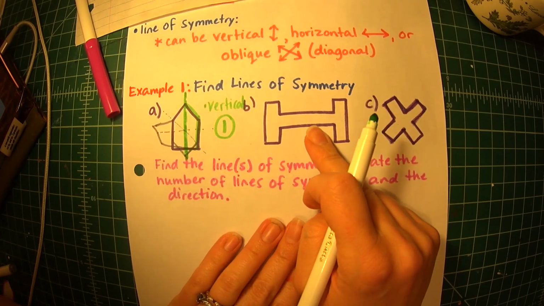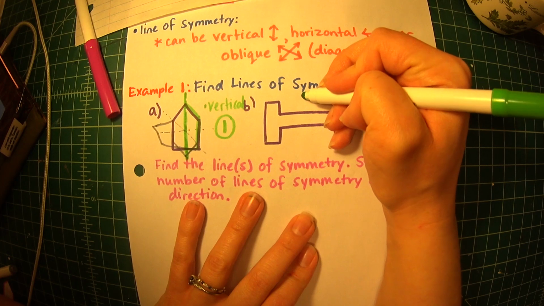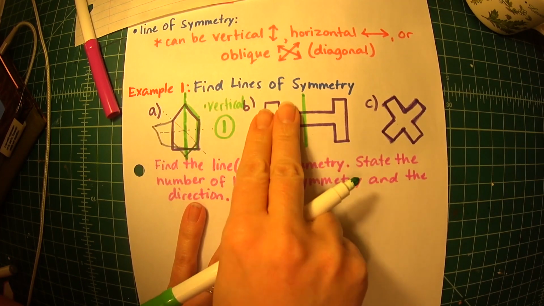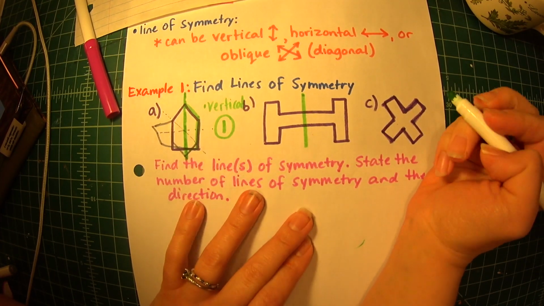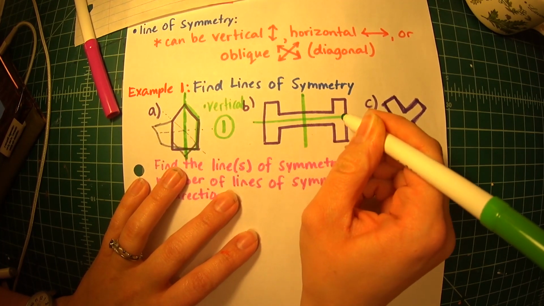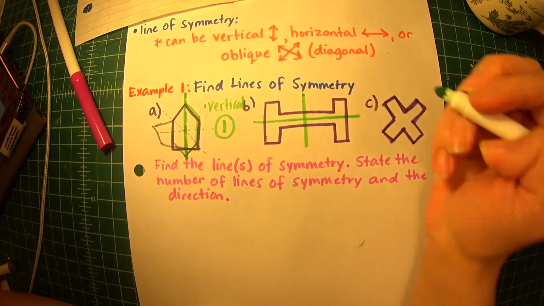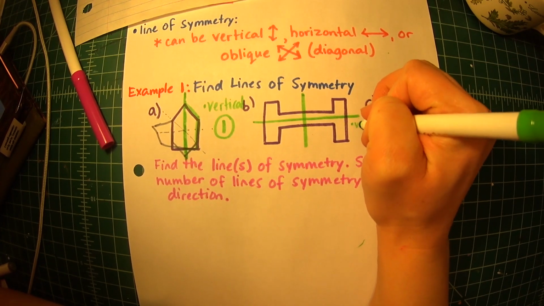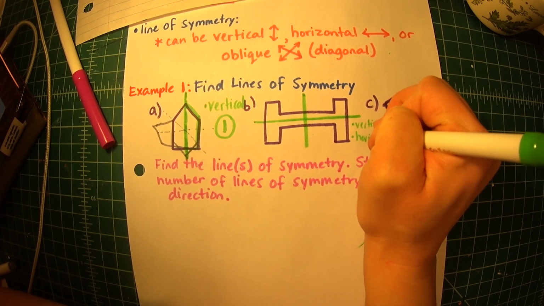Okay, so this next one, vertical for sure, right down the center here. If I trace this out and cut it out, we could fold it to match those two sides up perfectly. So there's one. Horizontal. If I go straight down the center this way, this would fold up and match up. That's a perfect mirror image. So for sure we've got one vertical and we've got one horizontal.